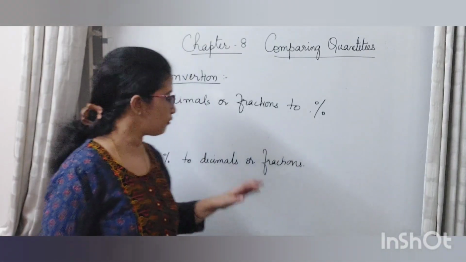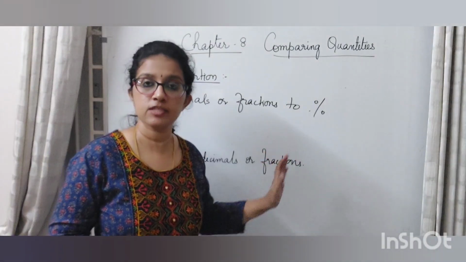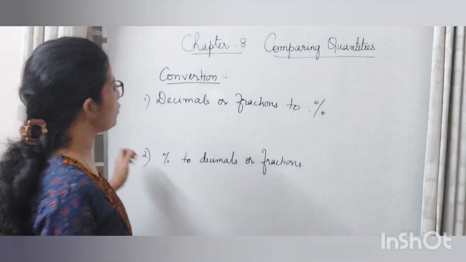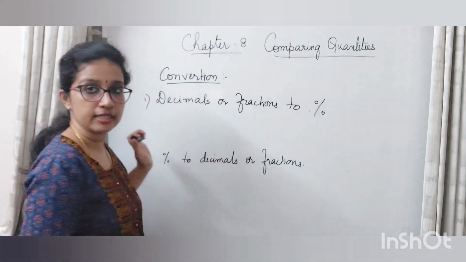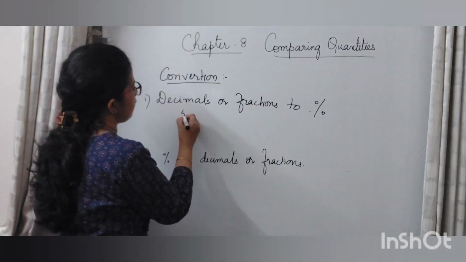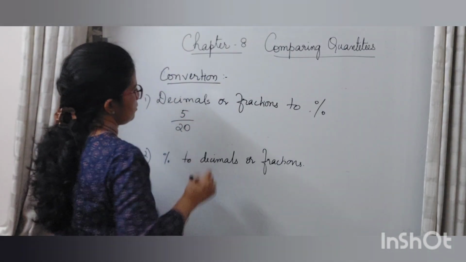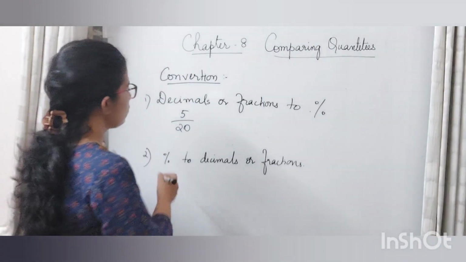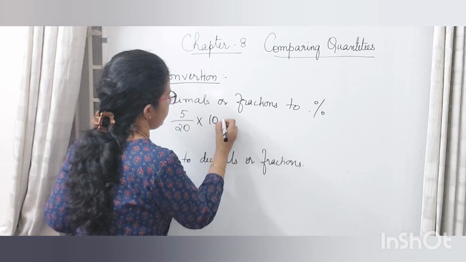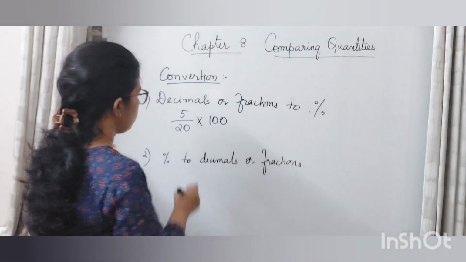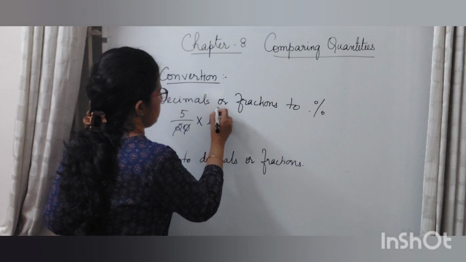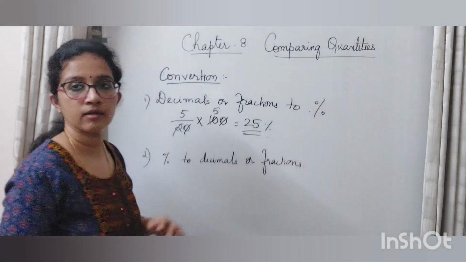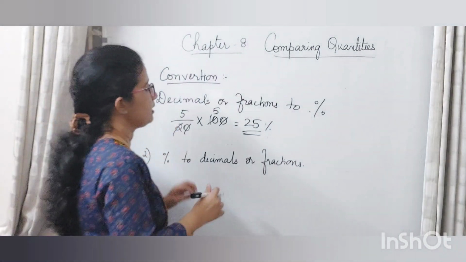Next is conversion from decimals or fraction to percentage and percentage to decimals or fraction, which is very easy. So what should we do if we want to convert a fraction to a percentage? For example, they have given 5 by 20 as a fraction. This we have to convert to percentage. So how do we do? We just have to multiply by 100. So the answer is 25%.